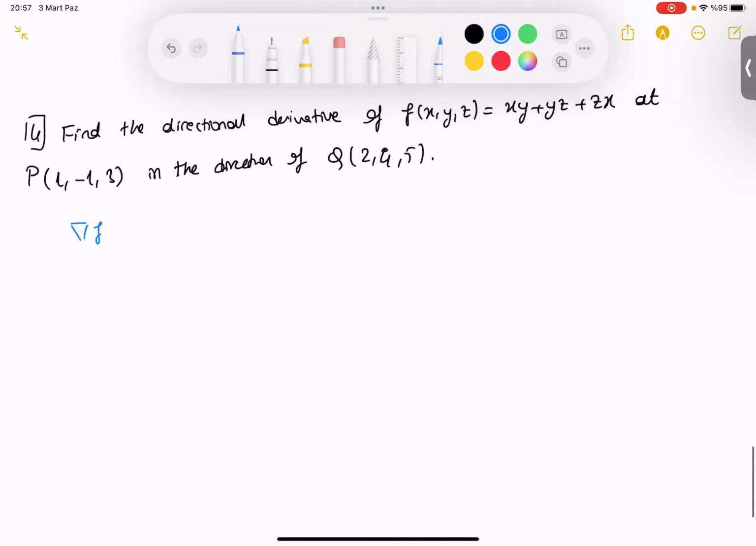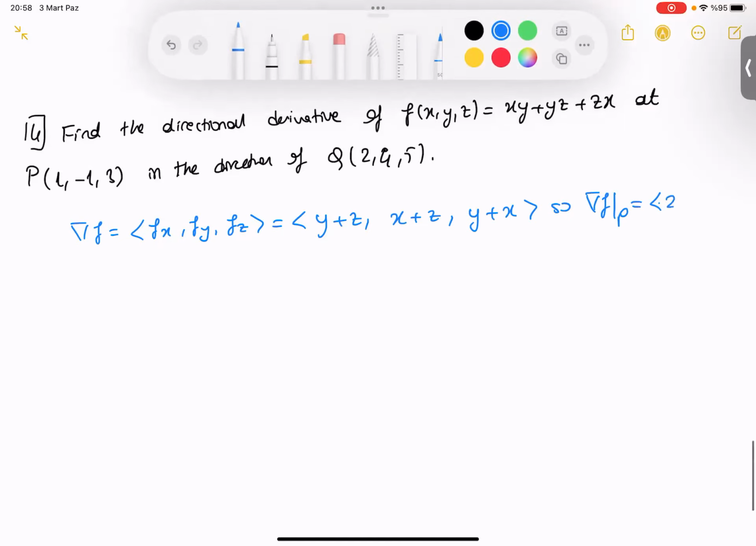All right, let's find first the gradient: F sub x, F sub y, F sub z: y plus z, x plus z, and finally y plus x. So at the given point then, we have what? (2, 4, 0). Okay. Now you need to write your vector, the direction vector.